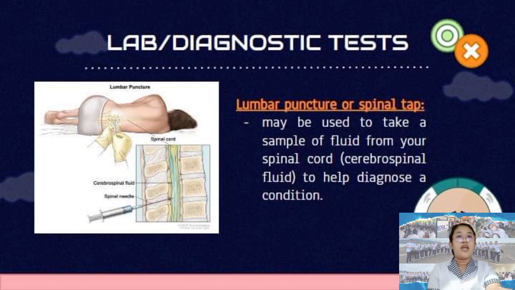There are the following diagnostic tests conducted to diagnose poliomyelitis. First is the lumbar puncture or spinal tap. It may be used to take a sample of fluid from your spinal cord to help diagnose a condition. As you can see on the right side of the PowerPoint, there is an image of how a lumbar puncture is done.